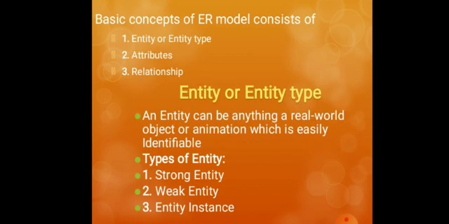Basic concepts of the ER model. First one is entity or entity type, then attribute, then relation. What is an entity? An entity can be anything, a real world object or animation, which is easily identifiable. Types of entity: strong entity, weak entity, and entity instance.